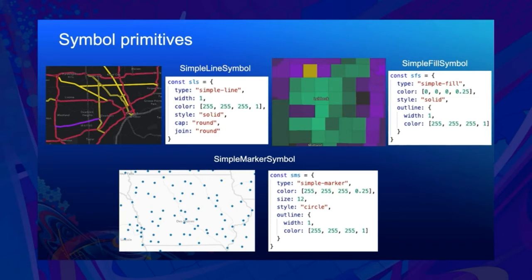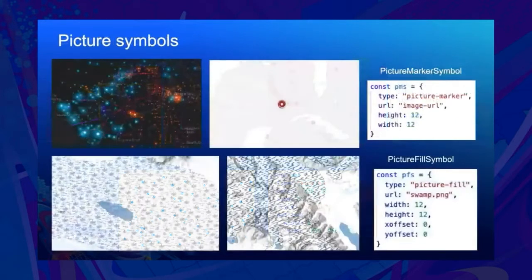Because of autocasting in our API, you can simply build simple objects with the properties and set them in your renderers. You can do a little more than that. Let's say you have a slightly more complex symbol or you want to achieve a particular visualization. You can use a picture symbol to do that. There are two types. There's a picture marker symbol, and that's simply, I want to use a picture to represent a point.